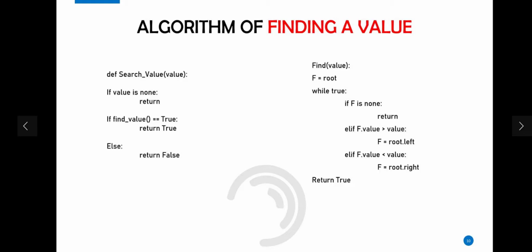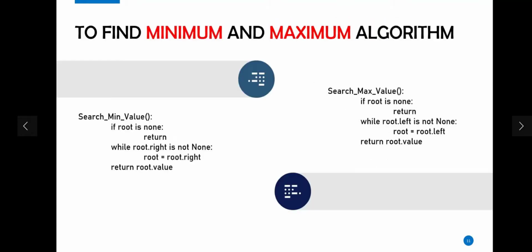Now find value is working on three conditions. If f is none, meaning your root is none, it will simply return. Else, if the value you are trying to find is greater than the root, then it should go to the right-hand side. And if the value you are trying to find is smaller than the root, then it should go to the left-hand side and search for it there. And if found, return true.